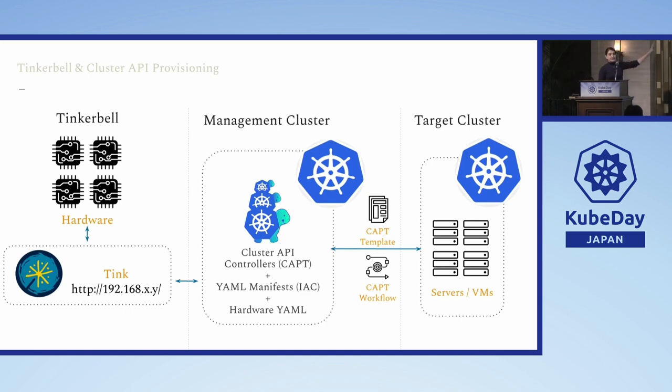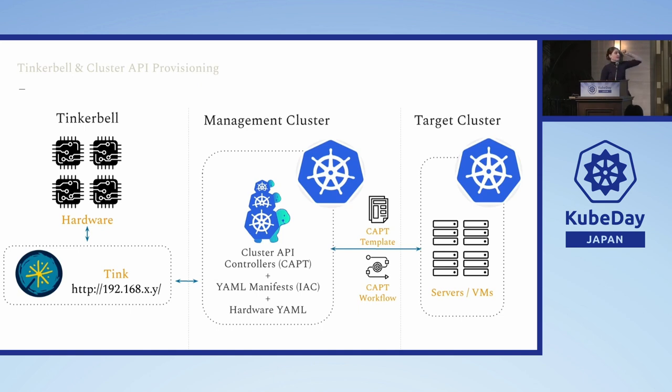So going back to the Tinkerbell side, here's where we need all of our configuration. Like I mentioned, we need three sets of configuration: hardware, templates, and workflow. You can actually see them already in this diagram. So on the Tinkerbell side, we need our inventory. We need to say that we have 10 Raspberry Pi machines, and we need to make Tink server aware of them.